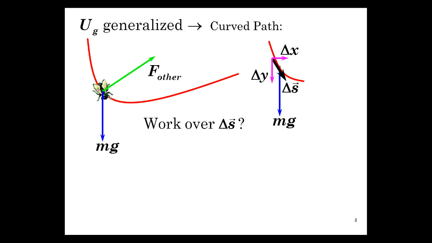And we want to consider the work done over delta s, the work done by gravity. So across this little distance, what does gravity do? Well, this won't be too profound. You probably can guess what the result is going to be. Work done by gravity is mg dot delta s, so force dotted with displacement.